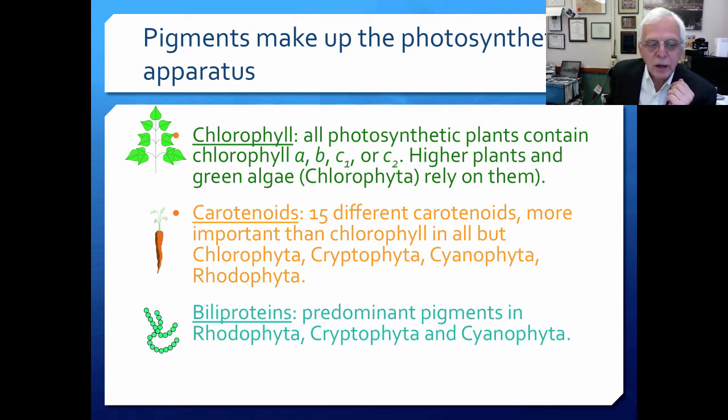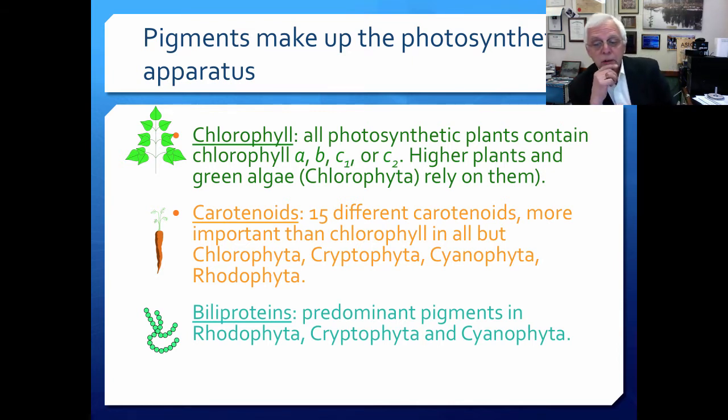And you can see I have a carrot there because, not really a joke, the carrot has a lot of carotenoids in it, and these tend to be more important than chlorophyll in pretty much all kinds of algae, except for the chlorophytes, the cryptophytes, the cyanophytes, or the cyanobacteria, and the rhodophytes.